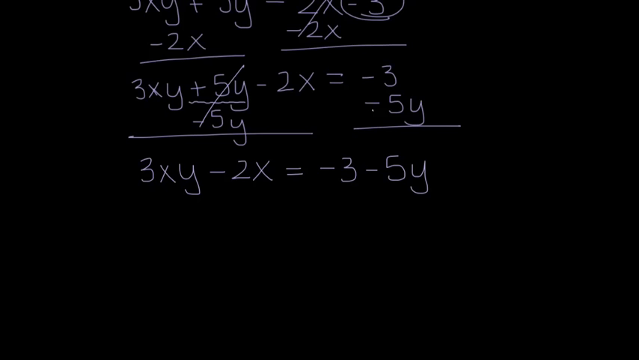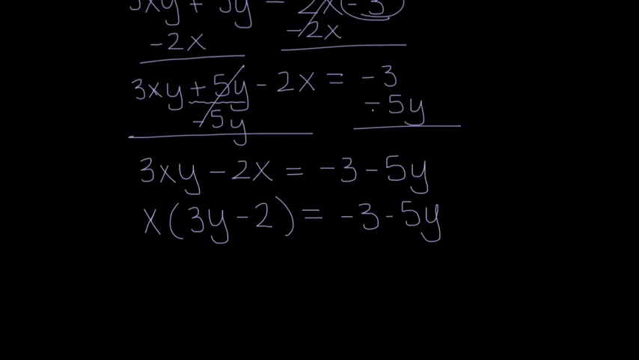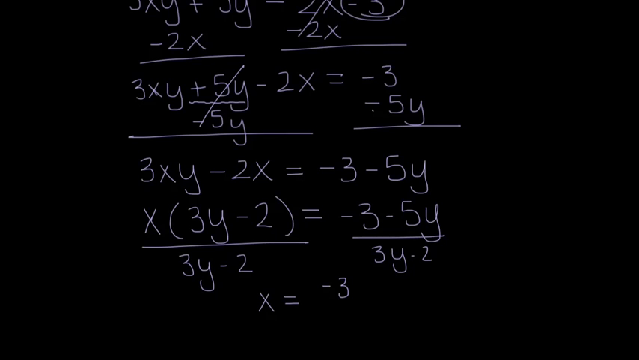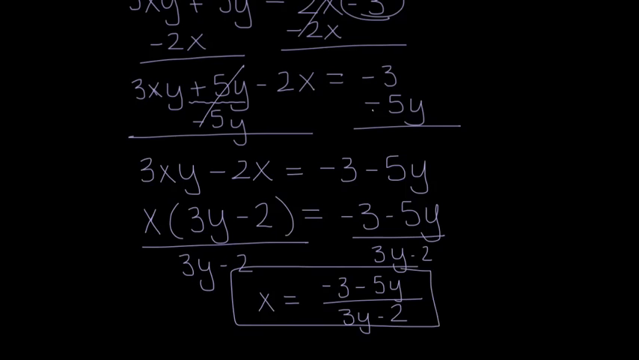Now, I have all my x terms on the left, all my constants on the right. I can factor out an x, bring it outside of parentheses, just the reverse of the distributive property. So I get x times the quantity 3y minus 2 equals negative 3 minus 5y. Finish it off by dividing both sides by what I'm multiplying the x by. In this case, it's 3y minus 2. So I'm left with x equals negative 3 minus 5y divided by 3y minus 2. And that is solved for x.